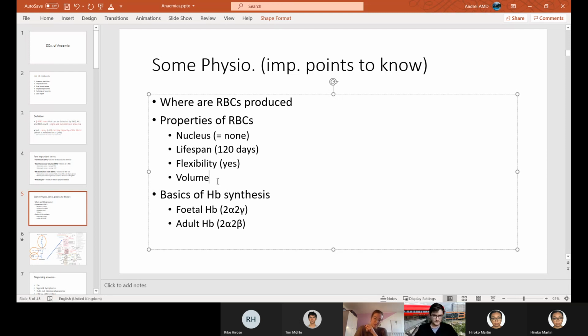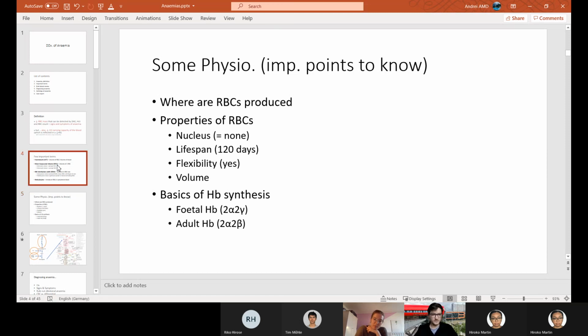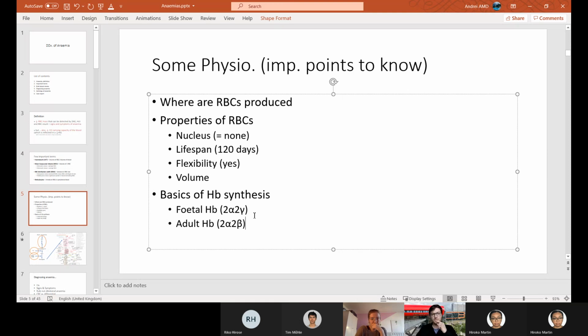Volume, we talked about this in the definition earlier. And now, basics of hemoglobin synthesis. I have a slide later on about how the biochemical pathway of synthesis looks. But other than that, I just wanted to make it clear that in adults, you have about 95% of this variant of hemoglobin called adult hemoglobin with 2 alpha, 2 beta chains of globin. Babies and fetuses have 2 alpha and 2 gamma.